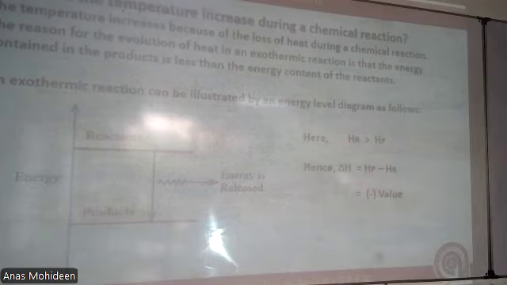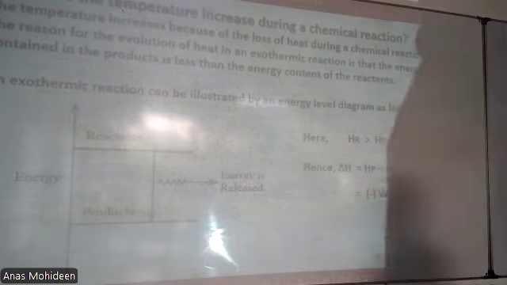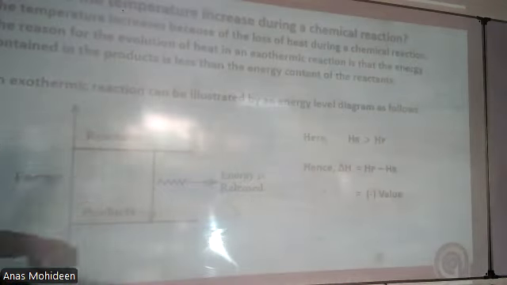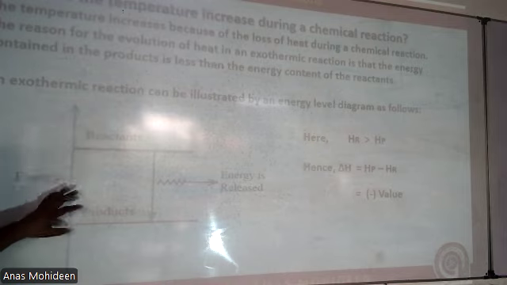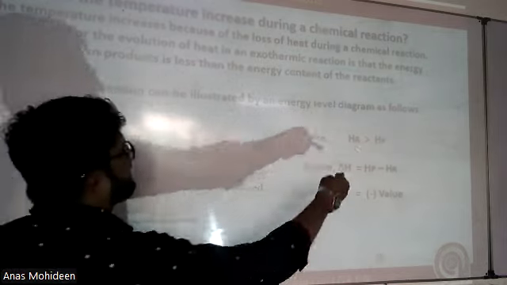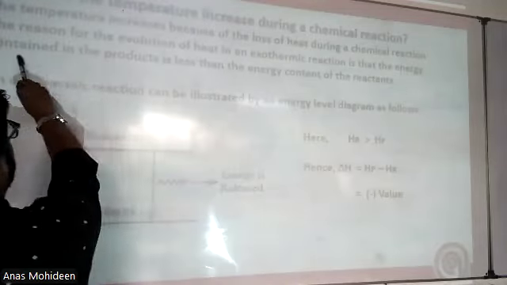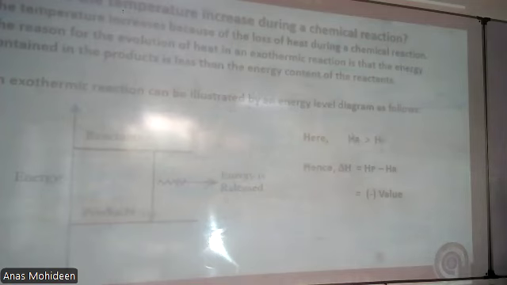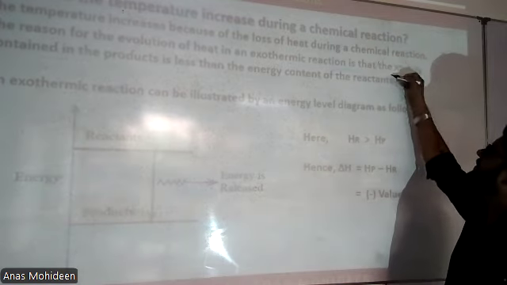First page, okay, behind the first page. The temperature increases because of the heat loss. Now the reason for this is energy in reactant is more than the energy in products. So underline that energy contained in the product is less than the energy contained in reactants. Underline it. So these two statements starting from here, you have to underline.